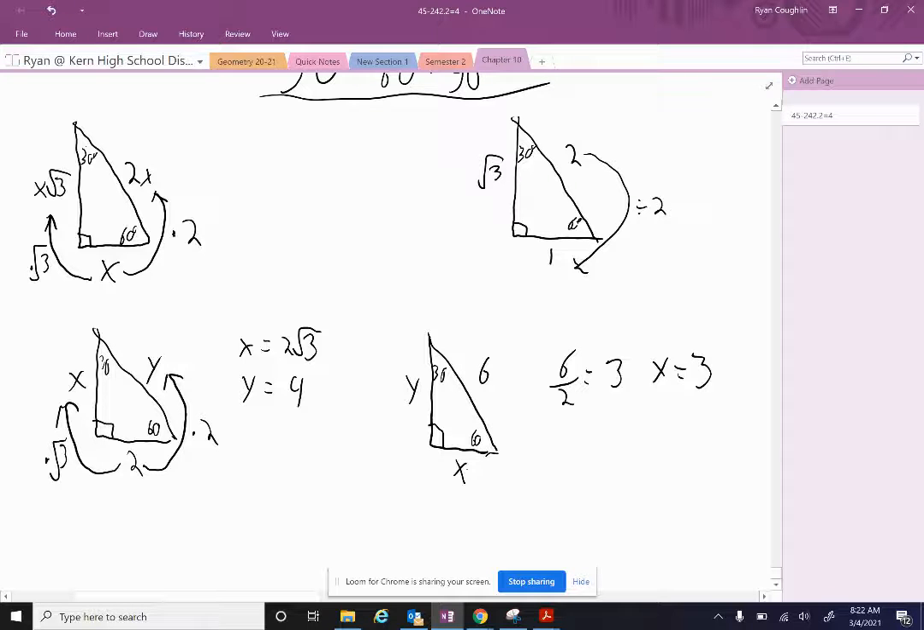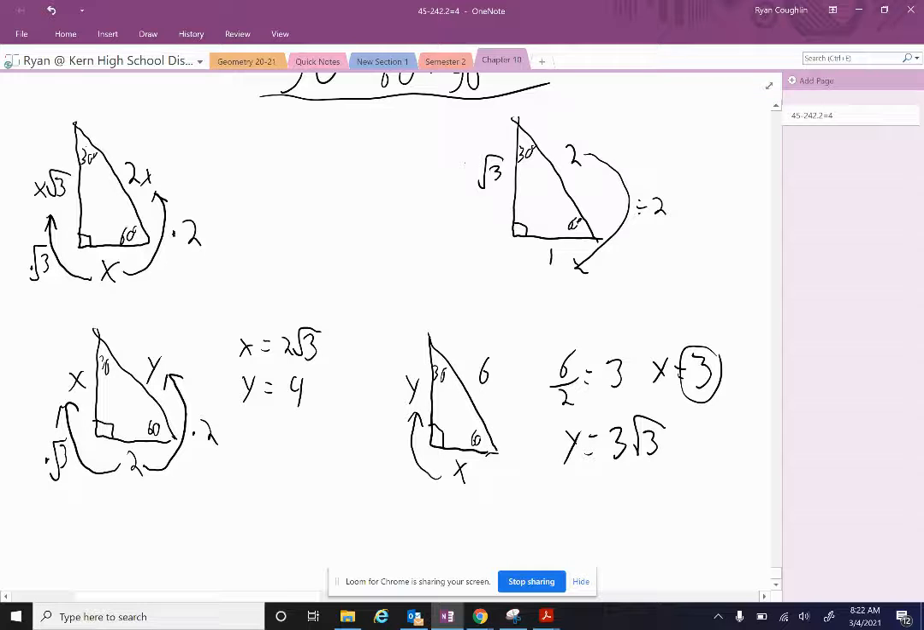Now that I have X equals 3, I can go from X to Y, which, if we look back over here, was multiplying by root 3. So 3 times root 3 is just going to be 3 root 3. This is going to take some practice. Hopefully, once we practice it enough, we'll get the hang of it.